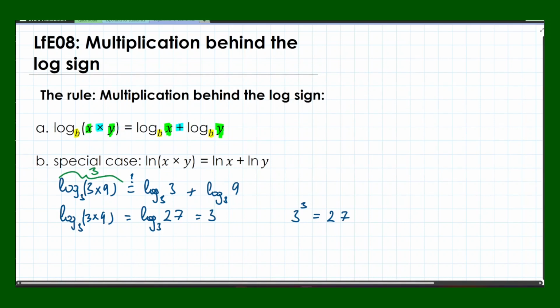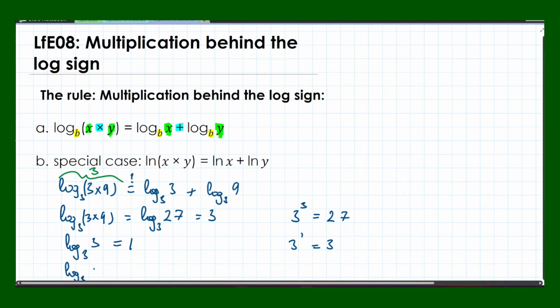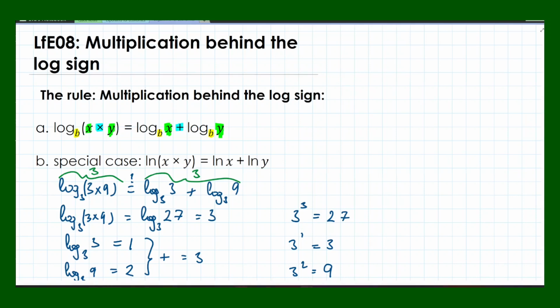Let's investigate what happens on the right-hand side. I have log base 3 of 3, which is equal to 1 because 3 to the first power is equal to 3. I add to this log base 3 of 9, which is equal to 2, again because 3 squared is equal to 9. If I add these two together, that nicely adds up to 3. So the right-hand side of this equality is also equal to 3. This is nice and lovely, but this is just one example. Remember, examples are not proofs.